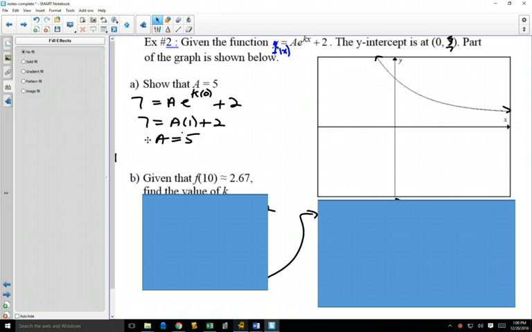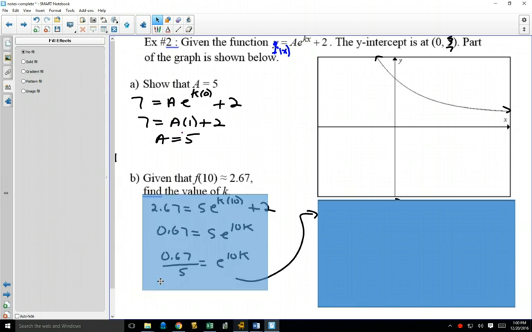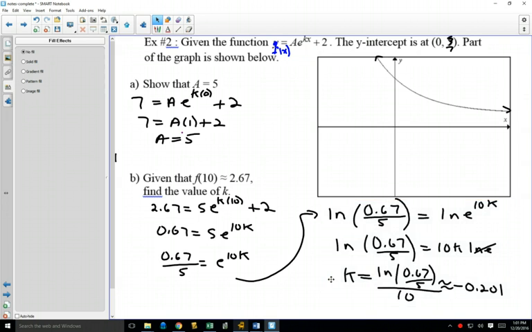And part B, if we're told that f of 10 happens to be roughly 2.67, could we find the value of k? Well, we already know the value of a is 5. All we need to do is plug in 2.67 for y, and we're solving for k. How do you solve for k in exponents? Well, if it's a calculator question, you could graph both sides and find out where they intersect, or you could go back to your logarithms. Whenever we're solving for something in an exponent, we can take the logarithm of both sides.